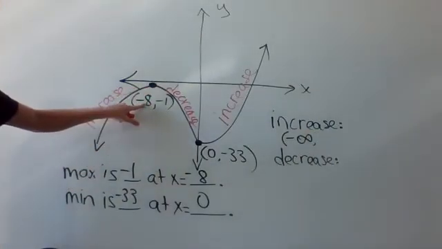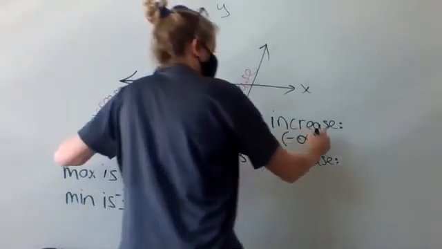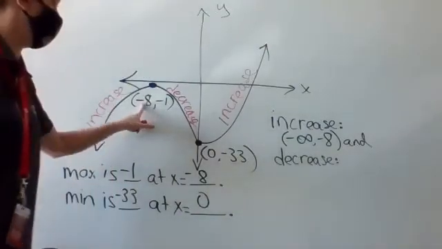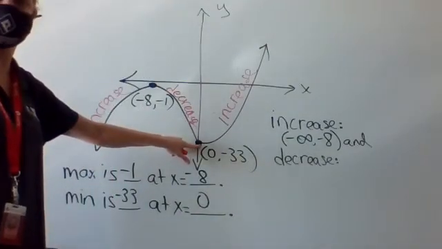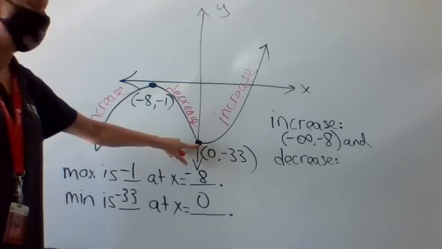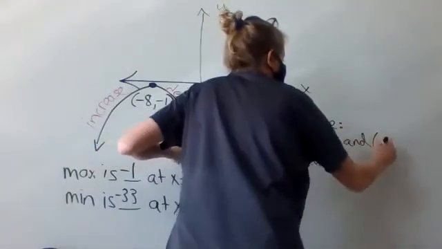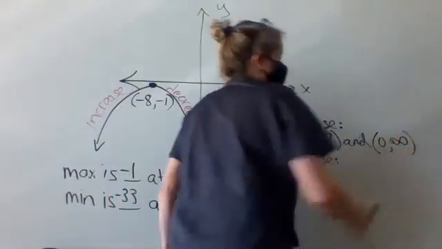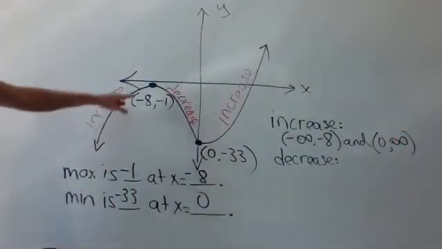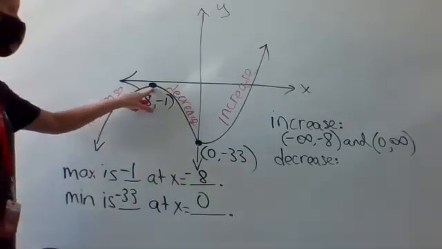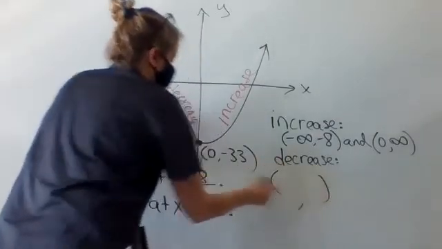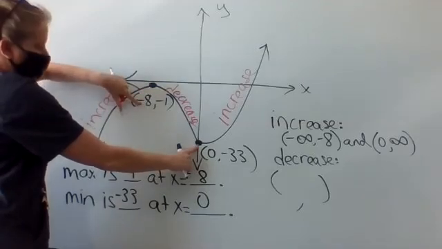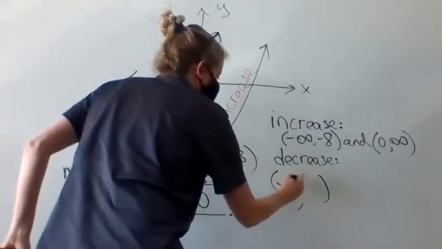Right, -infinity until it gets to this point. So it increases until it gets to -8. Another increase. Where does this one start increasing? 0. And what do arrows going to the right mean? Infinity. Where is the decrease? Where does it start decreasing? So here's my decrease interval. From -8 to 0.